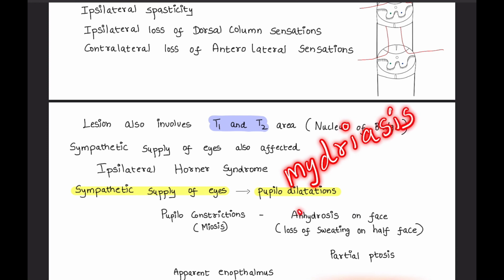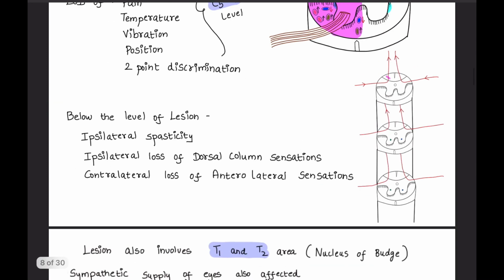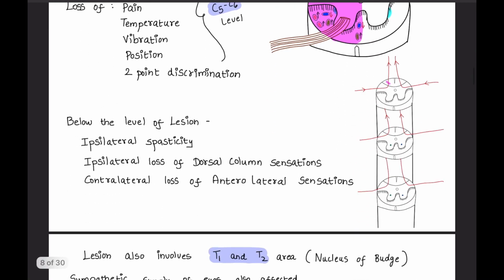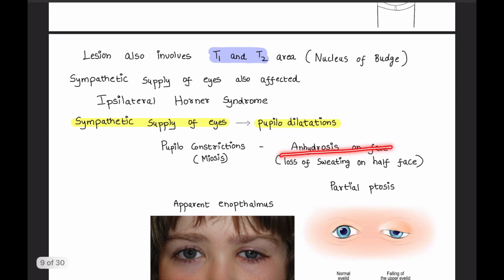Constriction means miosis. This is known as Horner syndrome. Horner syndrome also involves anhidrosis on the face, partial ptosis, and apparent enophthalmos. What is anhidrosis? Loss of sweating on one half of the face.